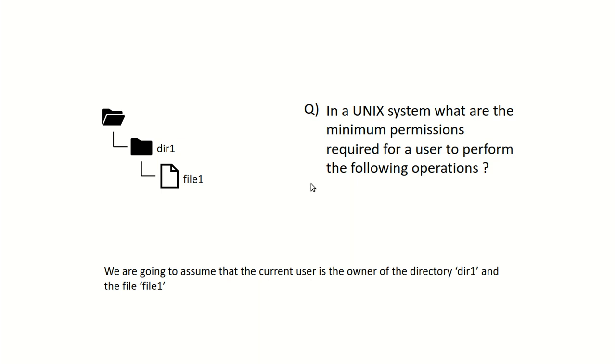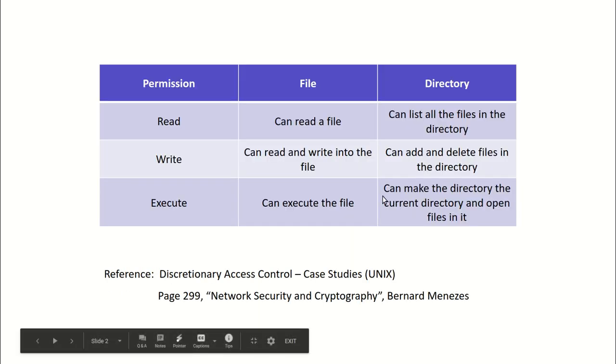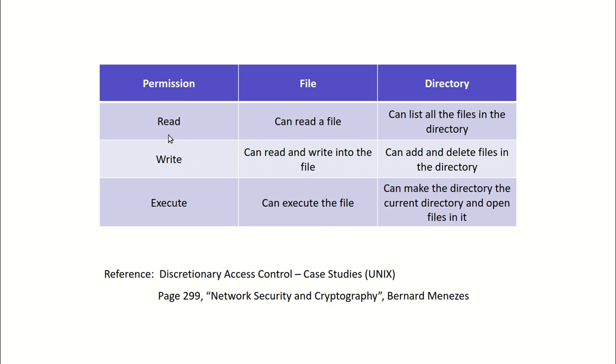So before going forward, I'm going to assume that the user who is performing these operations is the owner of dir1 and file1. So what we need to know to answer this question is file permissions, what the permission is and what it does for a file and a directory. For example, read permission for a file means we can read the file, and for a directory it means we can list all the files in the directory. Write permission for a file means we can read and write. For a directory it changes to we can add and delete files in the directory, and so on.